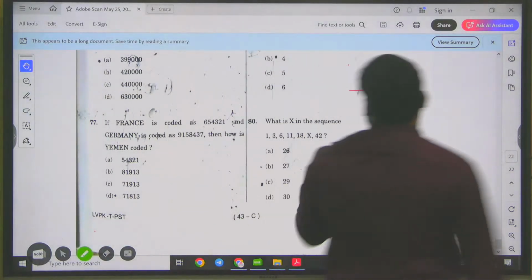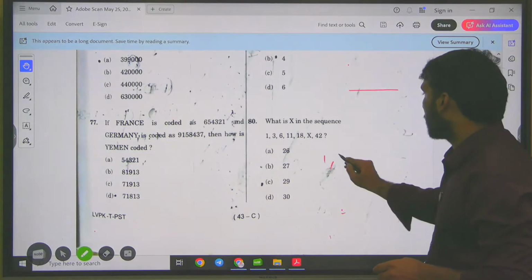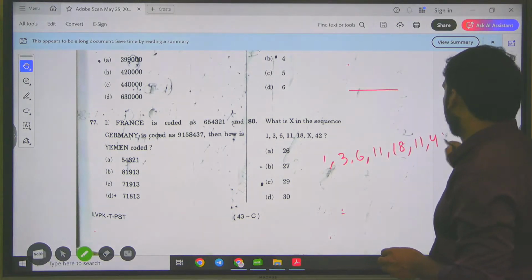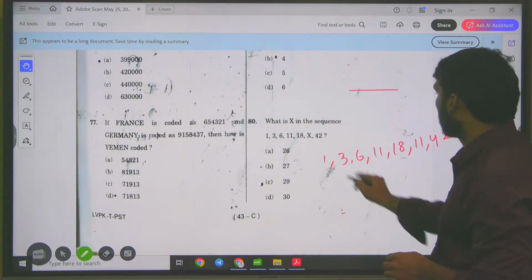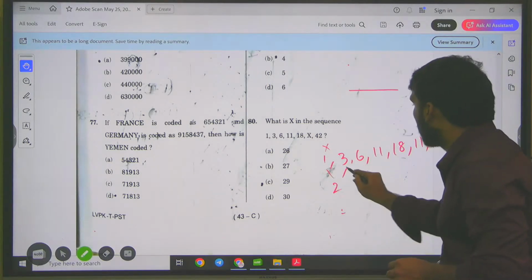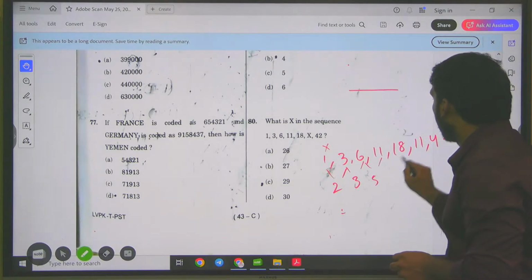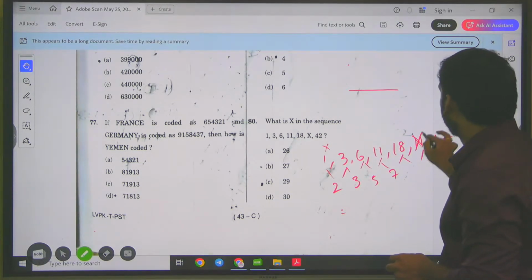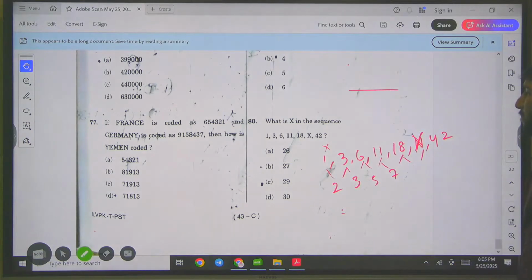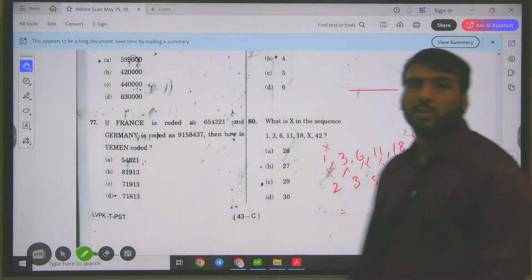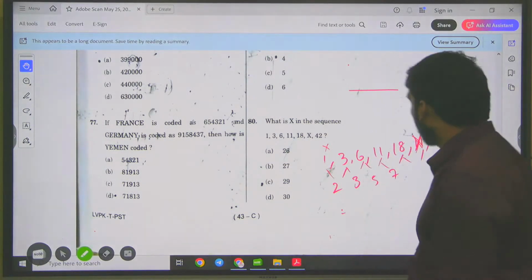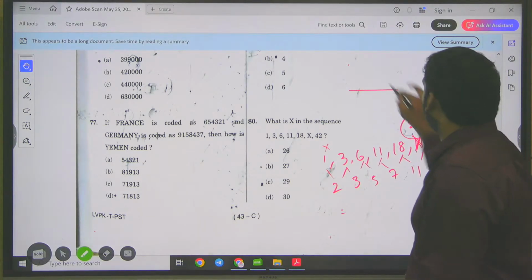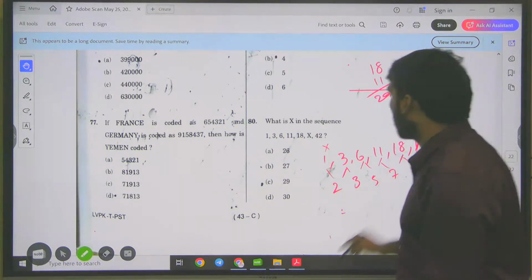Last question. 1, 3, 6, 11, 18, x, 42. 1, 3, 6: the differences are 2, 3, 5, 7. This is x, right? We don't know. 2, 3, 5, 7, simply we can identify them as prime numbers. So the next will be 11 and here it will be 13. So 29 will be your answer. How? 18 plus 11, which is equal to 29.